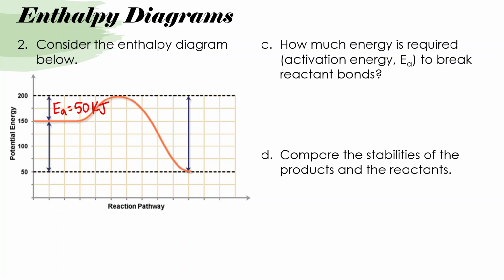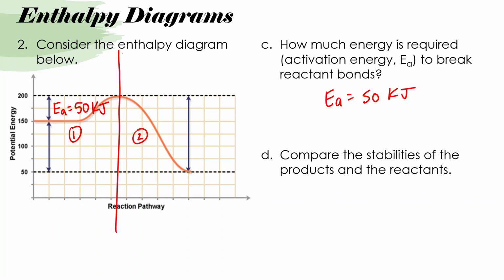This reaction, we can think of as really being sort of 2 steps. In the first step, energy is absorbed in order to break reactant bonds. And in the second step, energy is released whenever we form product bonds. So my activation energy here is going to be 50 kilojoules. That's always going to be reactants to the top of the hill.